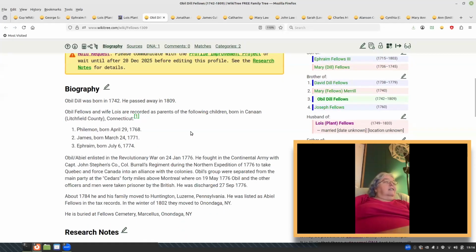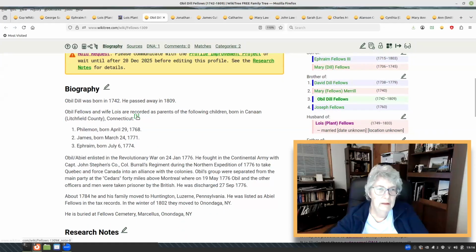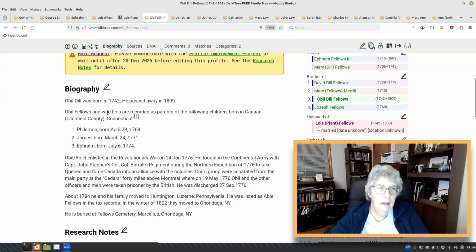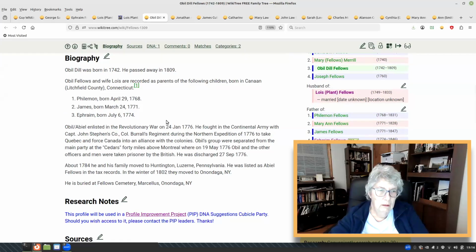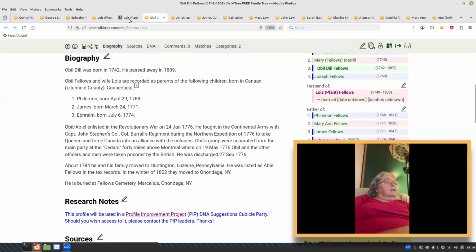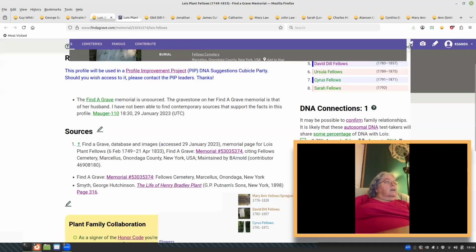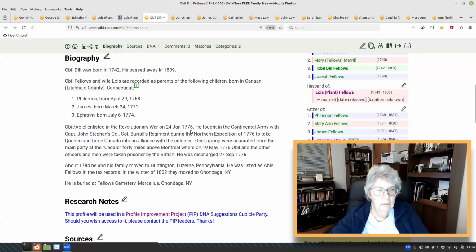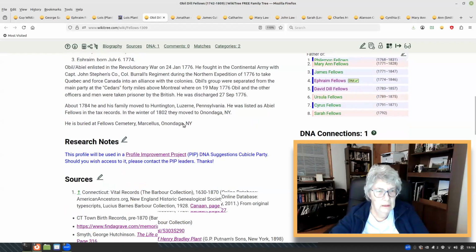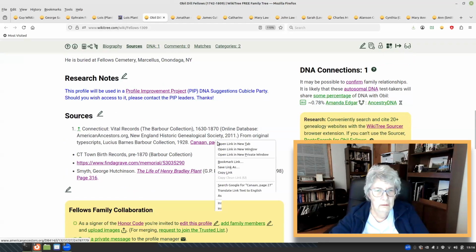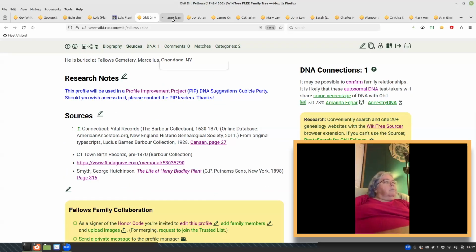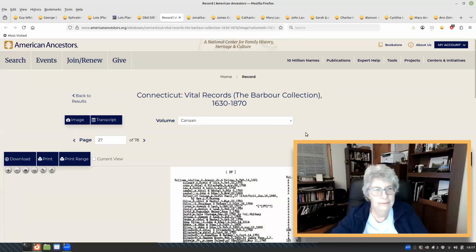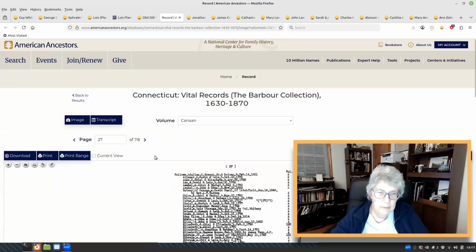Because if we look at Obed, it says Obed and Lois are the parents of these kids. According to what? We don't know. This book said it was Lois Fellows that married Obed. But if we look at this, the Barber collection. Oh, I have to log in. Oh, I'm still logged in. This is the Barber collection.